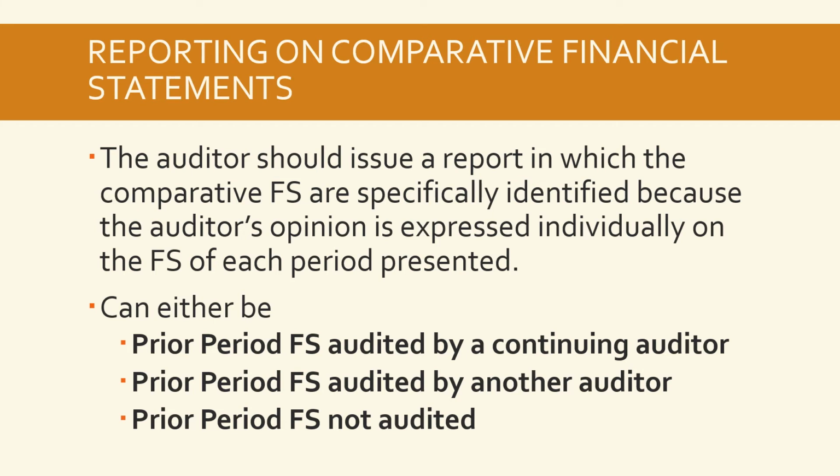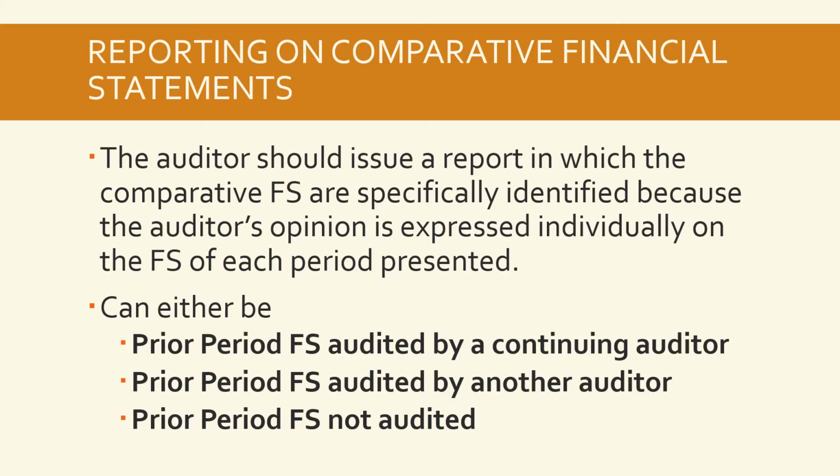Okay, now you may encounter the following circumstances. For example, it's possible that the prior period FS was audited by a continuing auditor, meaning to say last year you were the auditor, this year you're still the auditor. Or it's possible that the prior period FS was audited by another auditor, and this prior period is now being presented side by side with the year that you have audited. So if you take a look at the two-period financial statements, it would seem like the prior period is audited by somebody else, and the current period is audited by you. And the third possibility is the prior period may not be audited at all.